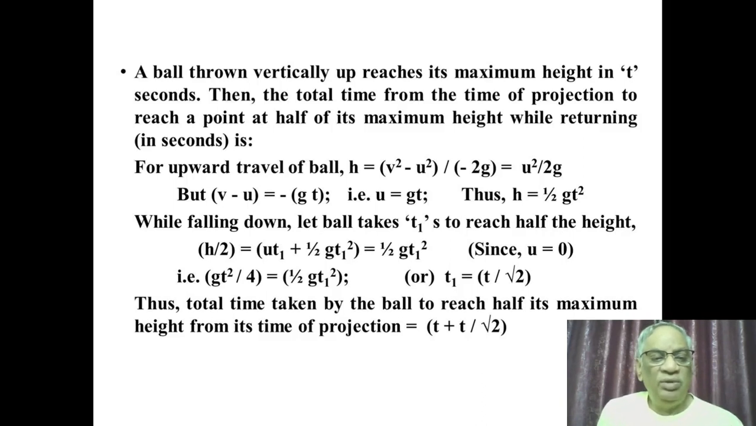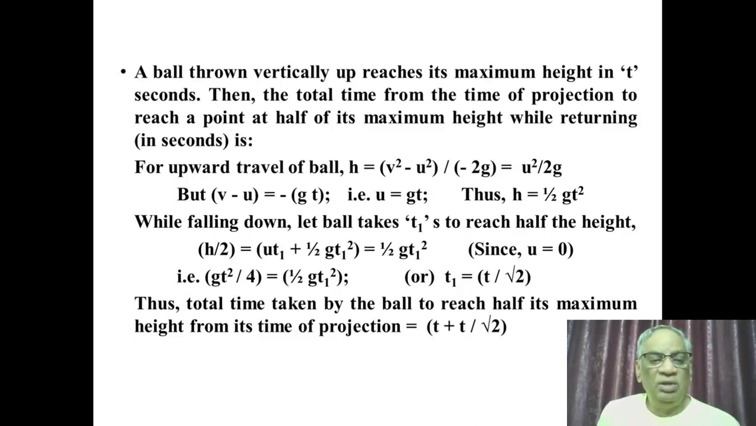If you apply the distance formula, h by 2 is equal to ut plus half gt square. So h by 2, half the height, is equal to ut1, where u is 0 initially because it is falling from maximum height, plus half gt1 square. So u being 0, that becomes half gt1 square. But h is equal to half gt square already. So gt square by 4 is equal to half gt1 square. Thus t1 becomes t by root 2, 1 by root 2 times t.